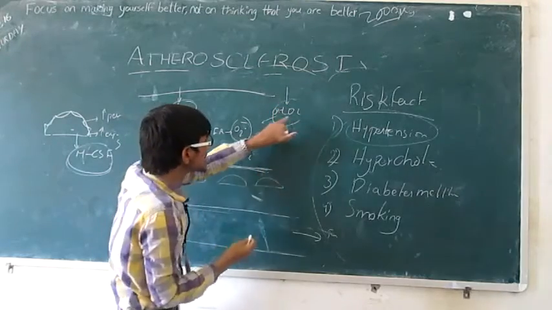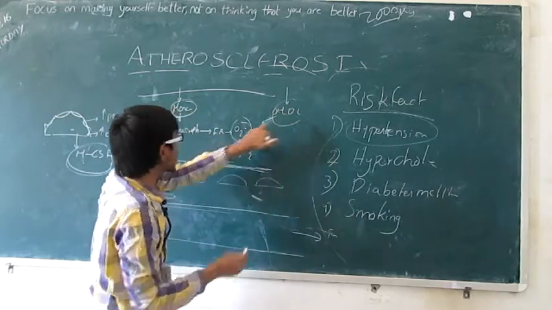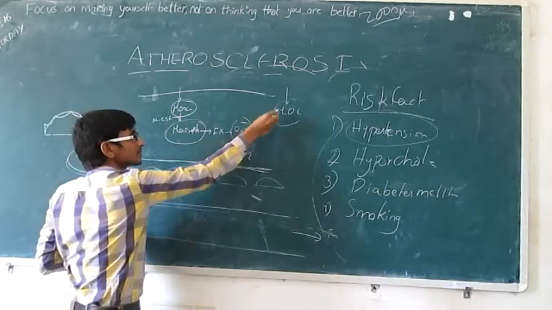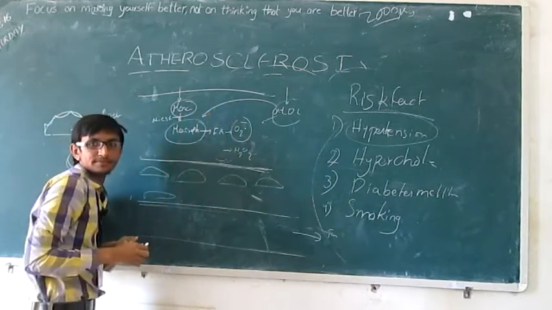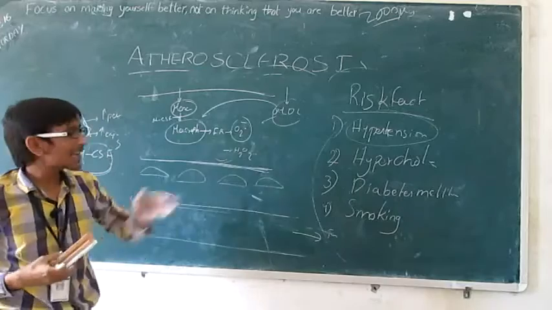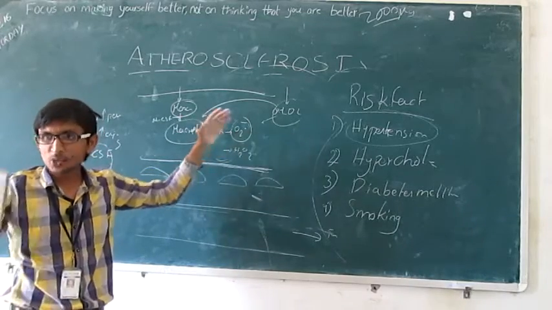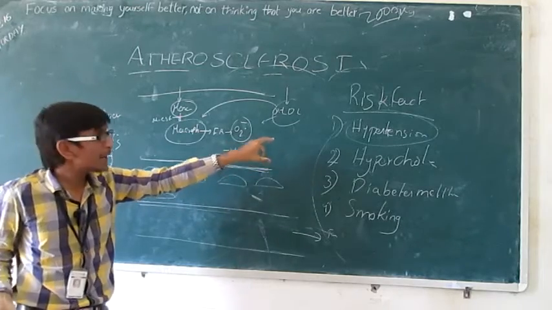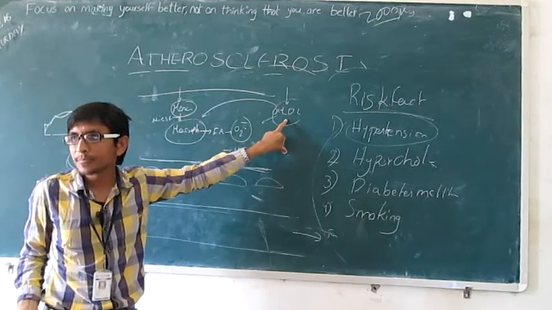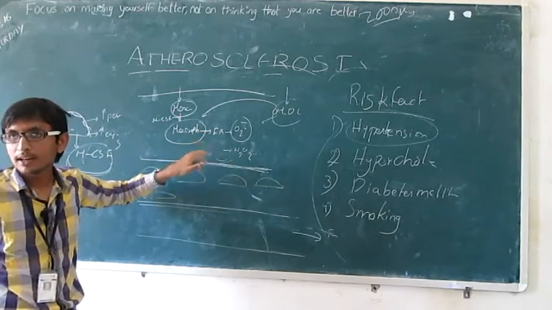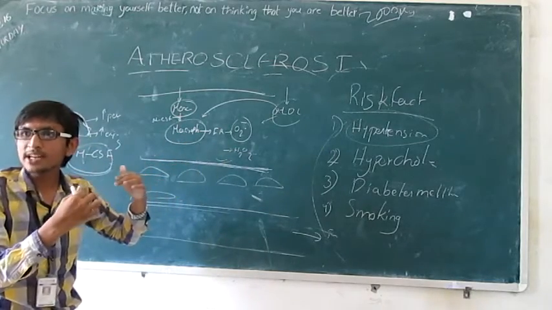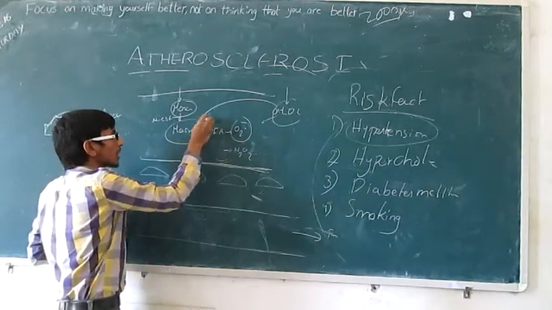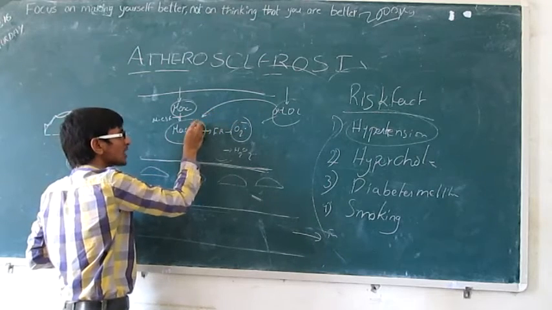Okay. Now this oxidized LDL is going to be taken up by your macrophages. See, it's like a bacteria. A macrophage has to phagocytose. Previously it was not phagocytosing, but whenever this LDL is oxidized, it takes up this oxidized LDL. Okay. Now this macrophage.